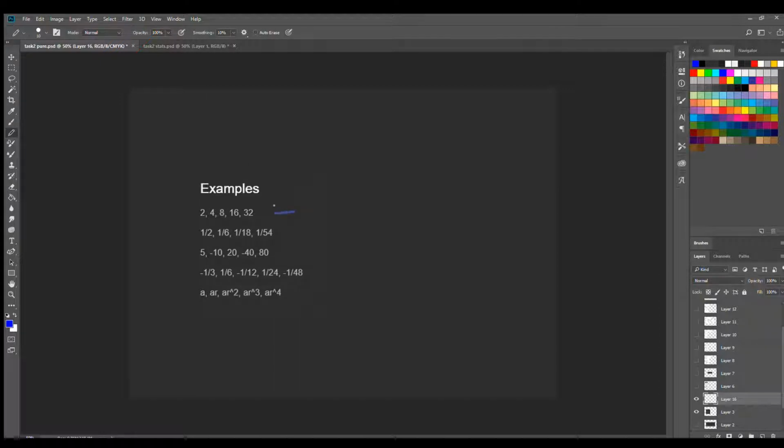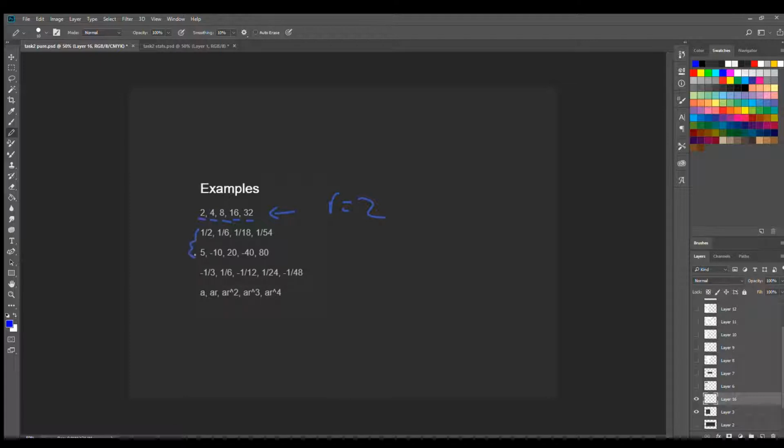So for example, for this geometric sequence, there's a common ratio of r equals 2. So 2 times 2 is 4, and 4 times 2 is 8. And 8 times 2 is 16, and 16 times 2 is 32. The common ratio can be in fractions or negatives.